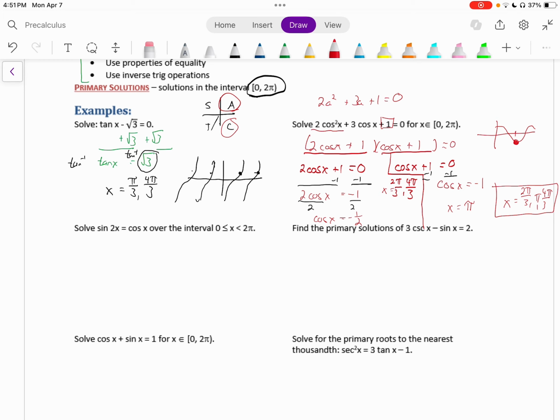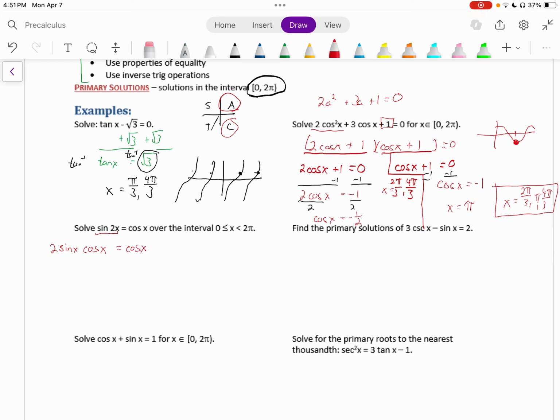We can't factor it. And so what we're going to do is use our double angle identity. So from the identities that we learned, we know that sine of 2x is the same as 2 sine of x times cosine of x. That's one of the identities we learned. And so equals cosine of x. There's not much we can do with cosine of x to simplify that.